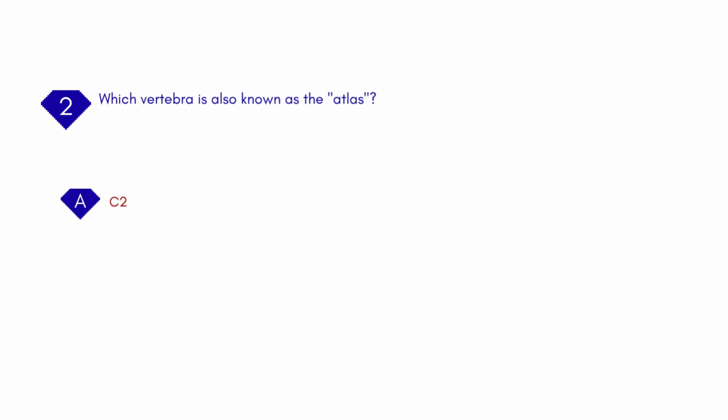Which vertebra is also known as the atlas? A. C2. B. C1. C. T1. D. L1. Answer: B. C1.